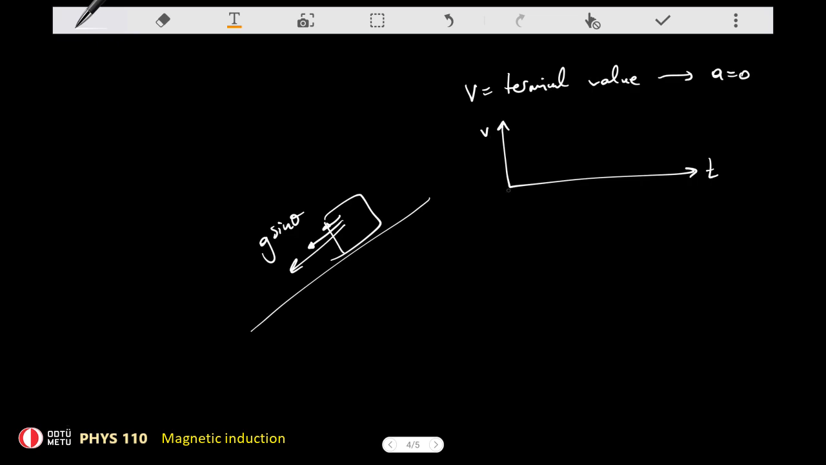The velocity initially increases at a rate of g sine theta, but because of the presence of this magnetic force, which acts in the opposite direction, eventually it reaches a final value. So that's the terminal speed, and we would like to find this basically. The condition for the terminal speed is that the acceleration is equal to 0.